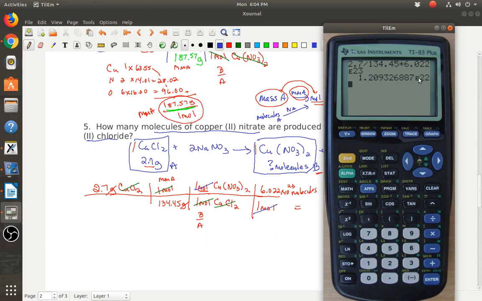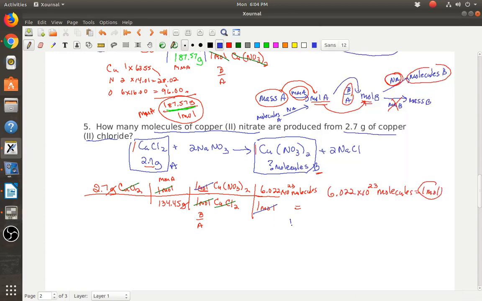Don't forget this part of the answer. That is another common error. People are only going to give me this portion, and they're forgetting to put times 10 to the 22. So 1.209 times 10 to the 22, and then we check for sig figs. 2 sig figs, 2 sig figs, 1.2 times 10 to the 22 molecules. Molecules of CuNO3. That didn't cancel, and molecules didn't cancel.